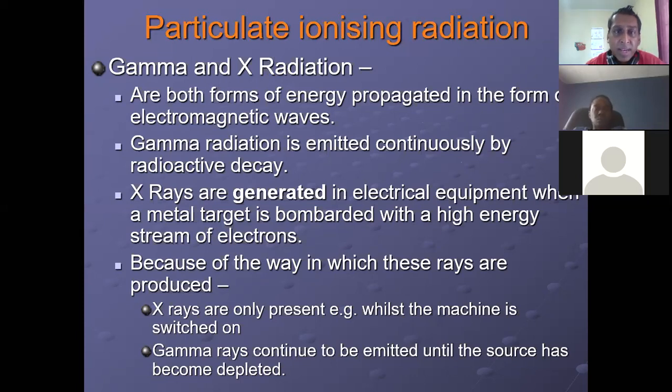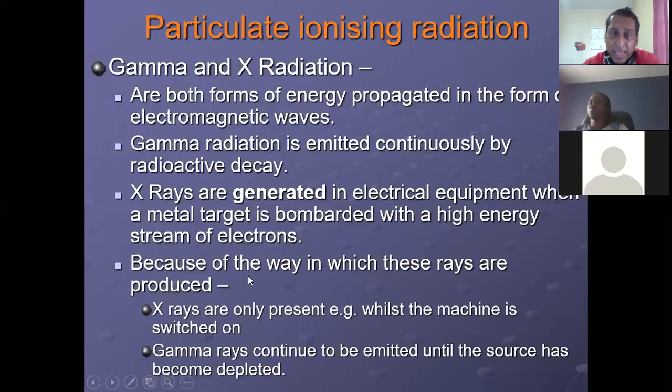So gamma rays and X-rays are both forms of energy propagated in the form of electromagnetic waves. That's what the whole class is about anyway. All forms of radiation are typically in the form of electromagnetic waves, right? Gamma radiation is emitted continuously by radioactive decay. X-rays are generated in electrical equipment when a metal target is bombarded with a high energy stream of electrons.